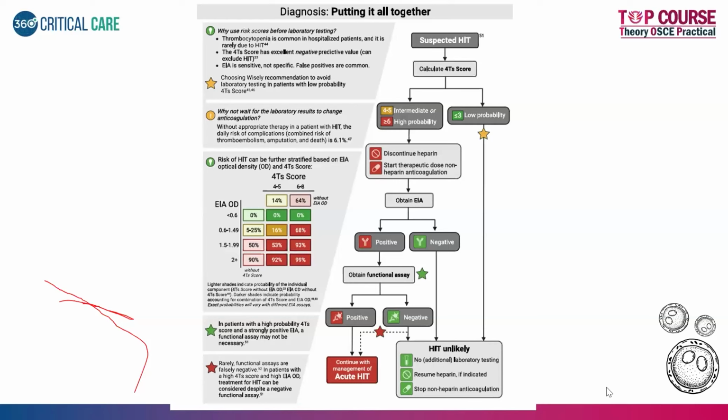So this is putting it all together. Suspect HIT, calculate the 4Ts score, get the intermediate or high probability. Go ahead, do an immune assay, functional assay, and check for thrombosis or no thrombosis. If thrombosis, 6 months of non-heparin anticoagulation; isolated HIT, at least till platelet count recovers to normalcy. Remember when you're choosing your drugs, IV or oral, no role for warfarin. Switch from IV to oral when platelet count is recovering. Always keep in mind the adverse drug reactions. Oral anticoagulants in pregnancy are a big no-no.